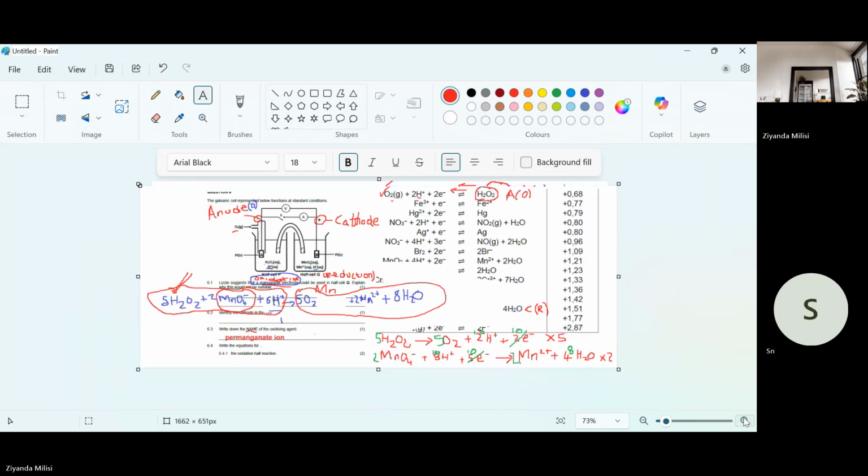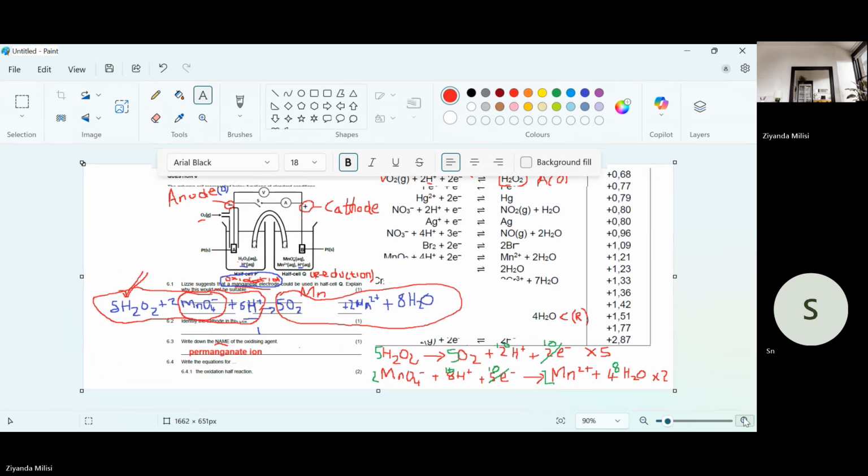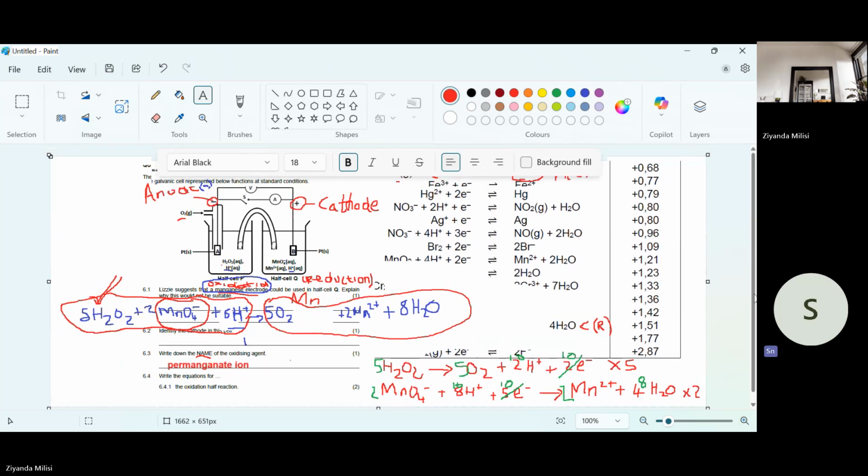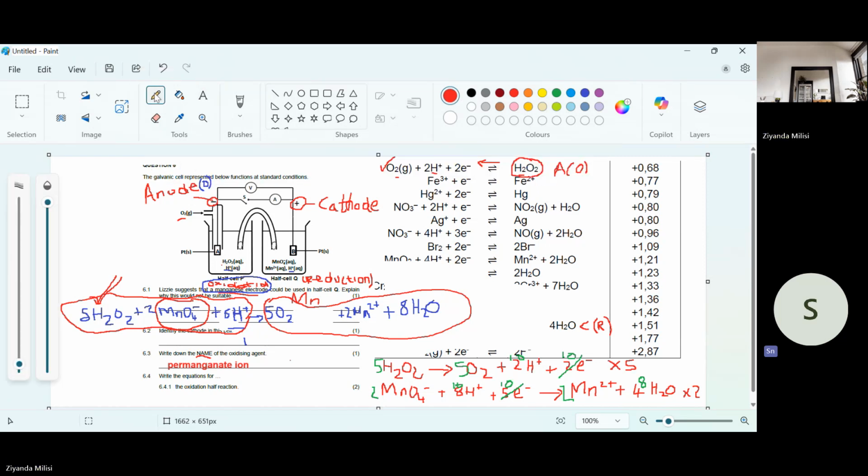When we say H plus is a spectator, I said H plus because it appears on both sides of the reaction. It was here and also this side. So it's a spectator. A spectator is something that appears on both sides of the reactions. It appears as a reactant, it appears as a product, which means nothing happened to it.